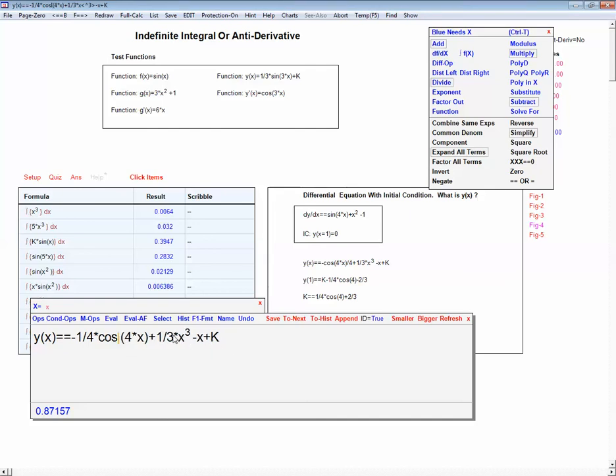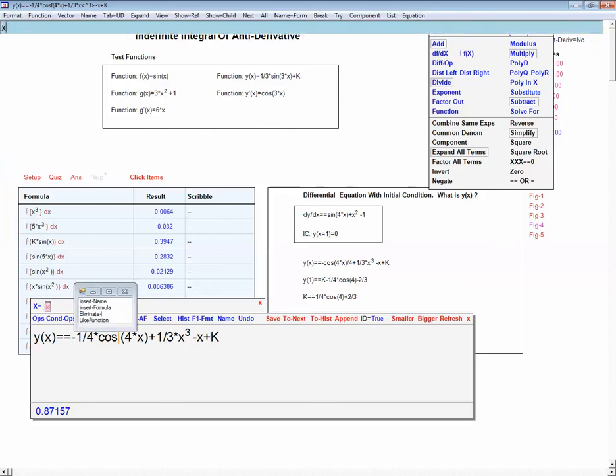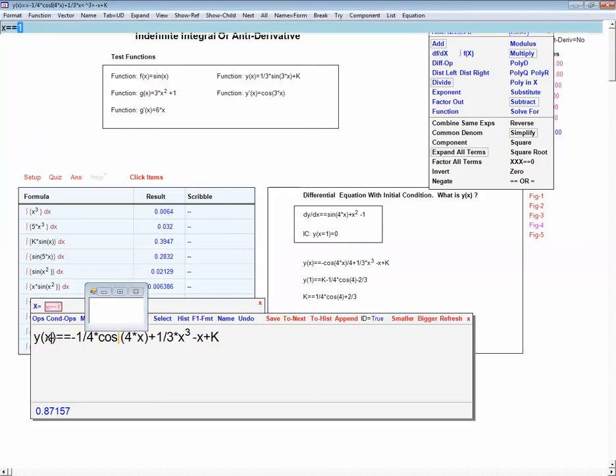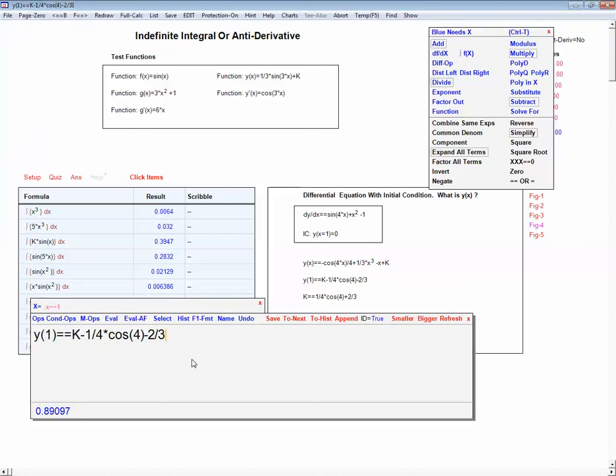Okay, I get this formula here for y of x with the k in it, and that's what I have up here. And if I want to know what k is, I go back and look at my initial condition. Here we're being told when x equals 1, we want y to be 0. So we have to substitute x equals 1 into our preliminary equation. And we get this. And we're told that y of 1 should be 0. So let me substitute that in there.